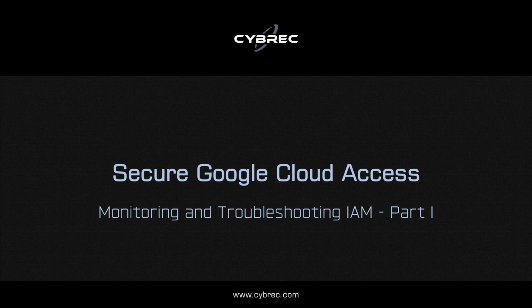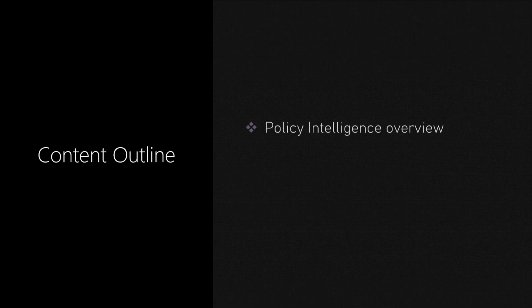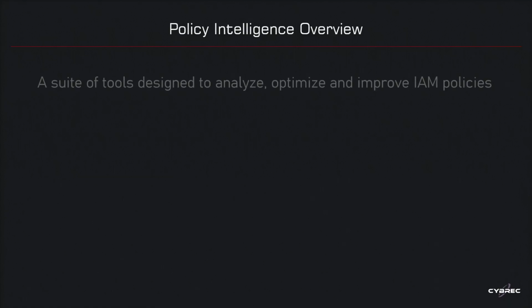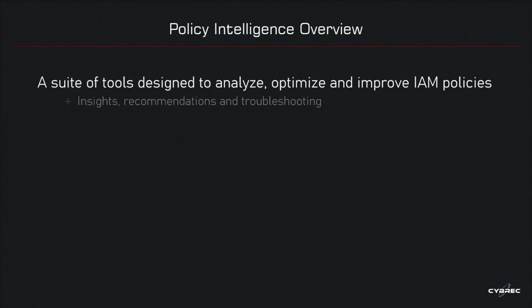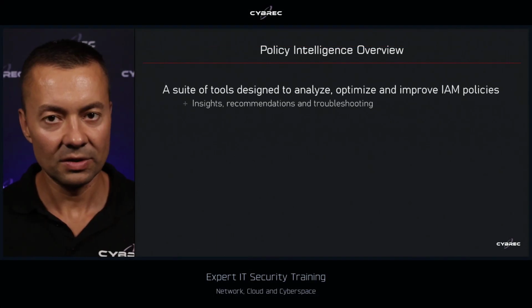Another thing we will now take a look at is how to monitor and troubleshoot IAM. We will start with an overview of a suite of tools collectively known as Policy Intelligence, and then we will take a look at the first two of the tools. This is going to be Policy Analyzer and Policy Troubleshooter. Policy Intelligence is a suite of tools that are created to help us analyze, optimize, and improve IAM policies.